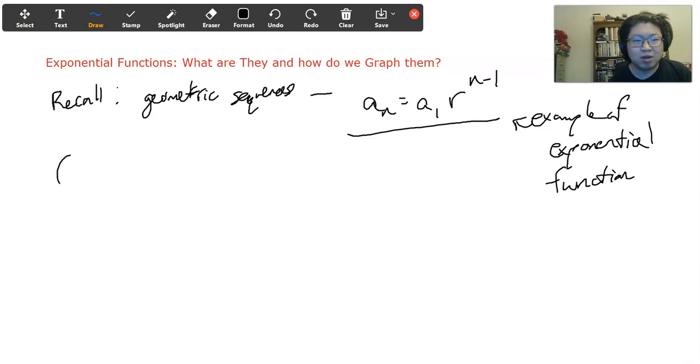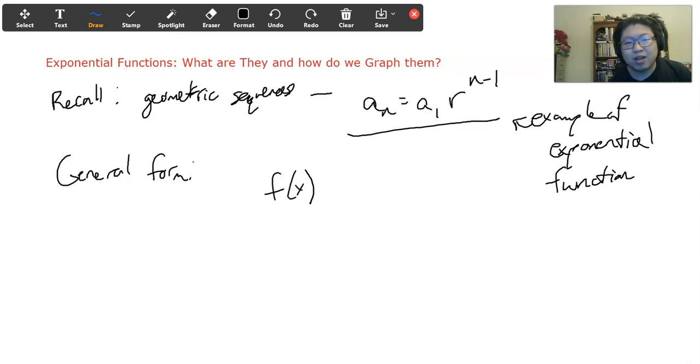So let's talk about the general form of an exponential function. It's going to be pretty similar looking, so keep an eye on that. It's going to be f of x, that's the y, that's what you're trying to look for, equals a times b raised to the x. This is the basic form.